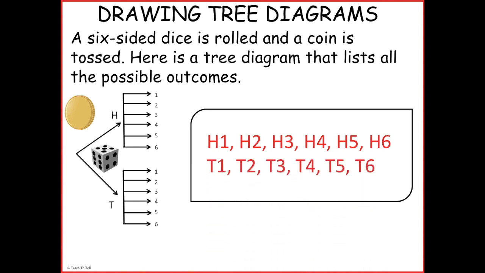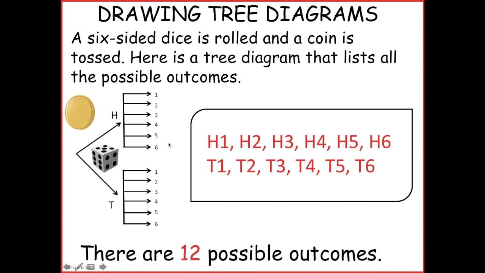So count up the edges of my tree branches, or you can write them out using H for heads, 1 for the number of the dice rolled, and so on. My total number is 12. There are 12 possible combinations that could come from rolling the die and tossing the coin.